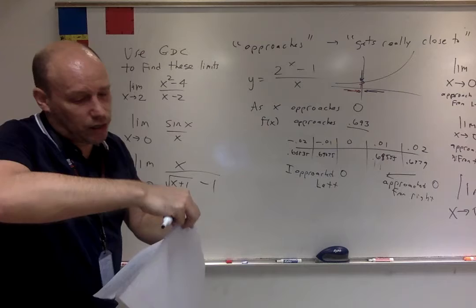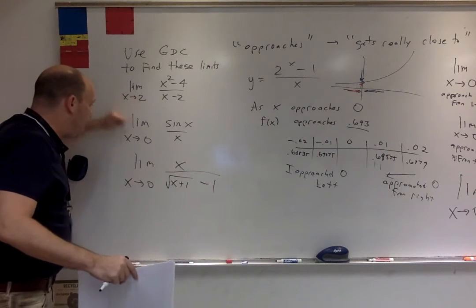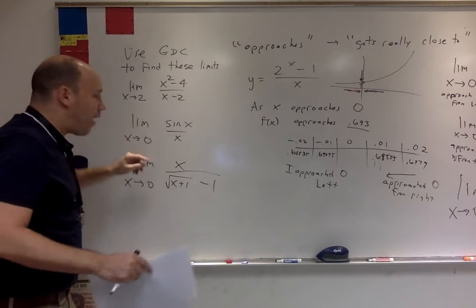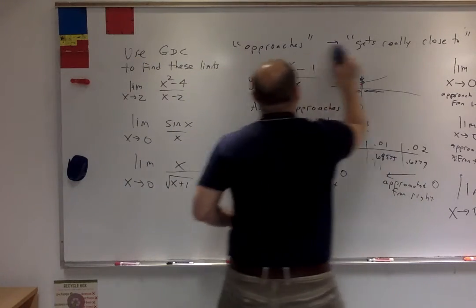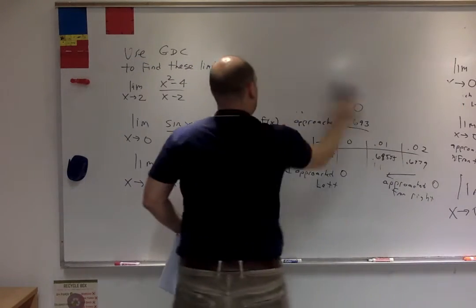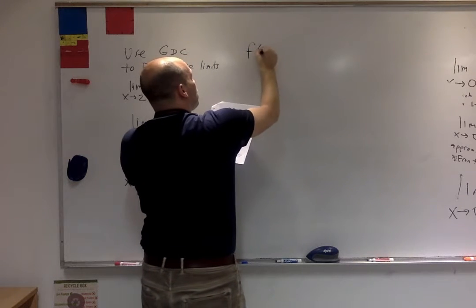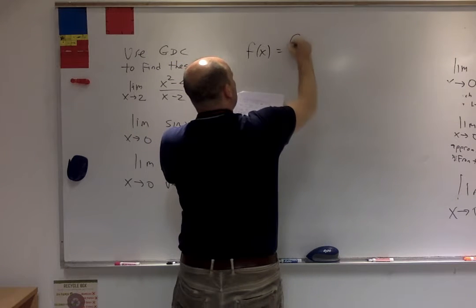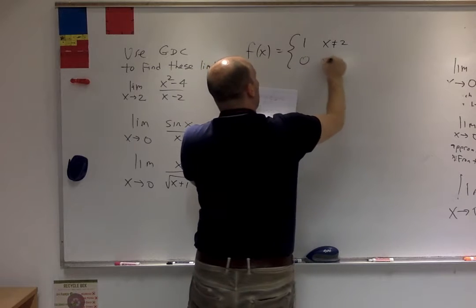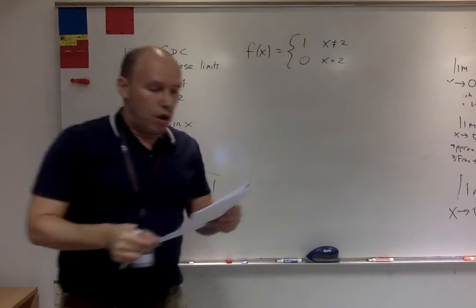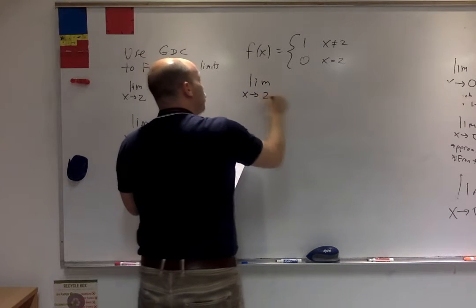Well, once again, let's continue. We don't really care what happens at the point. I don't care what happens at 2, 0. I just want to know what's happening right near it. So for example, I give you f of x equal to a piecewise function. It's 1 where x is not 2, and it's 0 when x is 2, right? So the question is, what is the limit as x approaches 2?